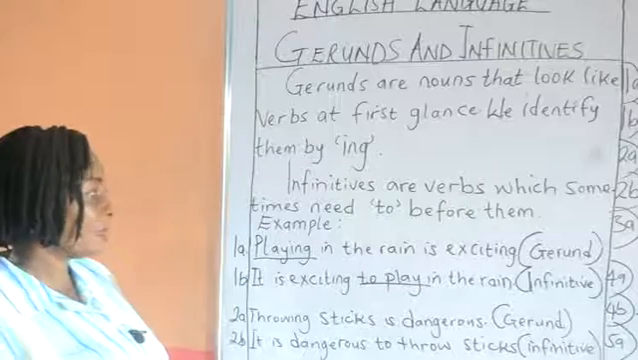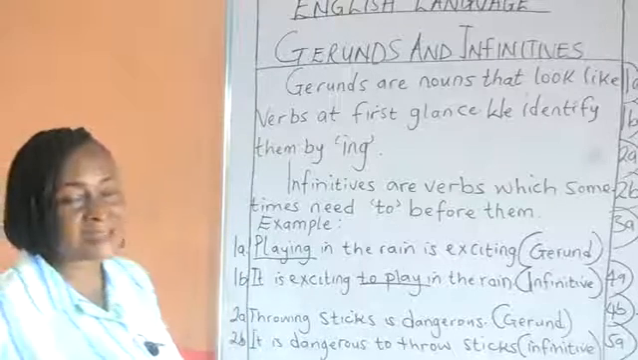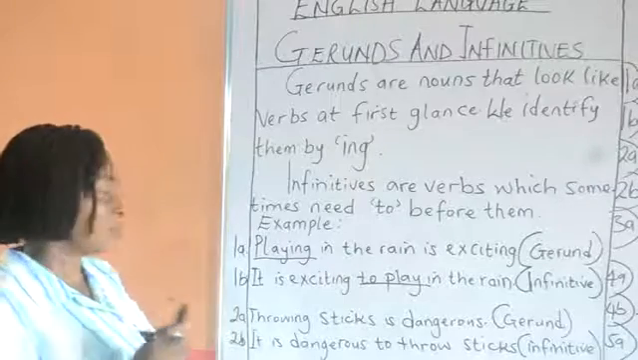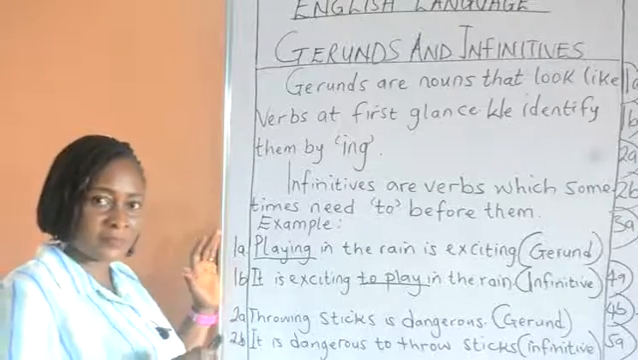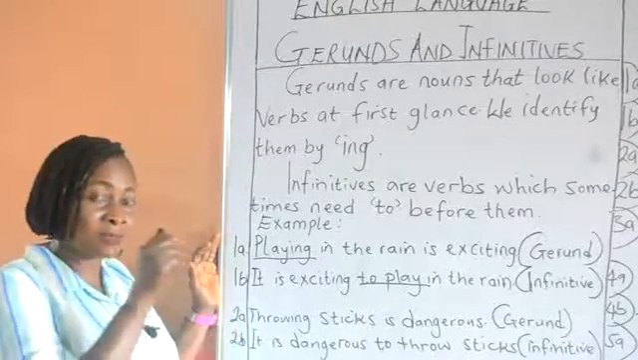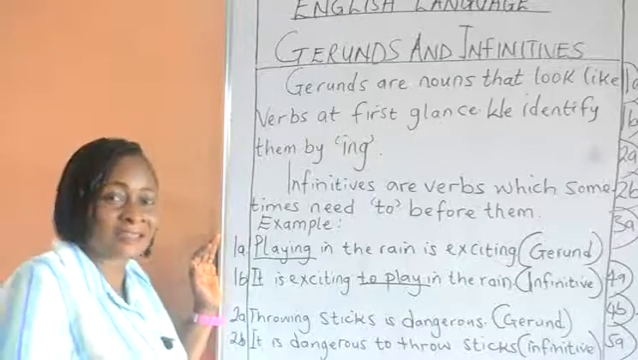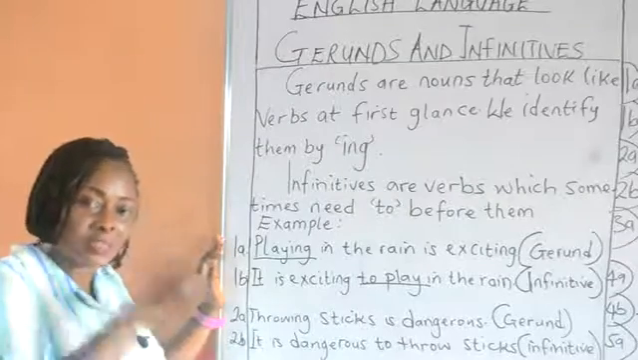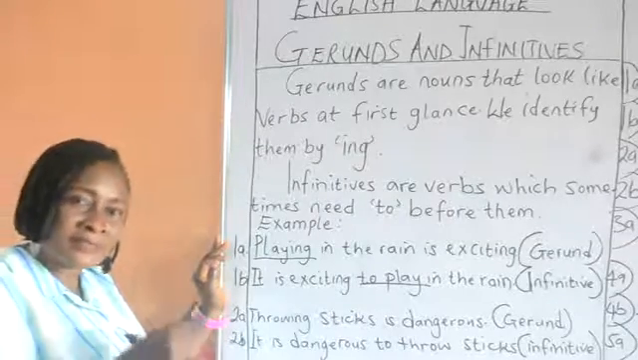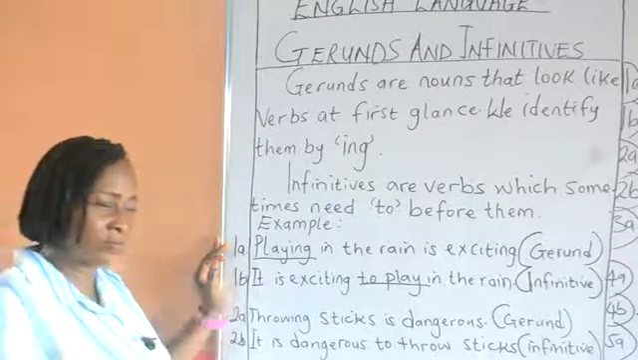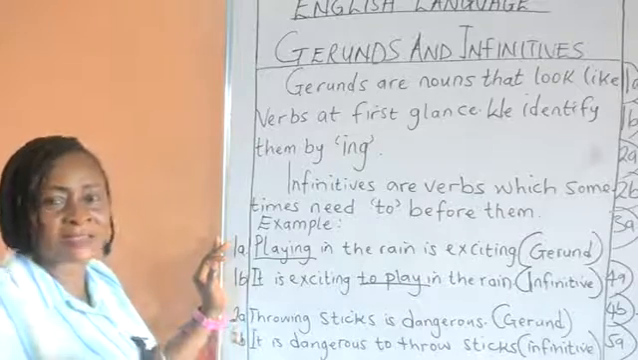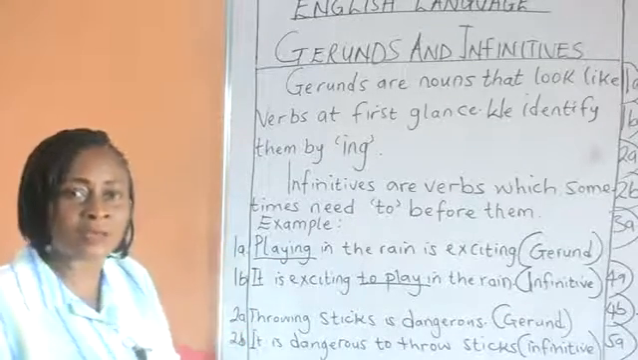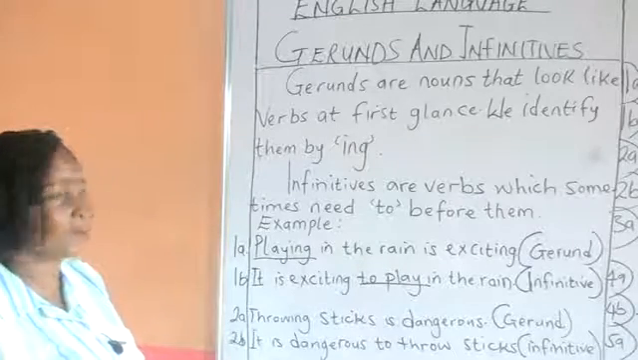Playing in the rain is exciting. Now listen to this trick. The gerund usually starts the sentence. The first word of the sentence is usually the gerund, where you have the ing. Looking at it at first glance, it looks like a verb, an action word, but it is actually a noun, not a verb.